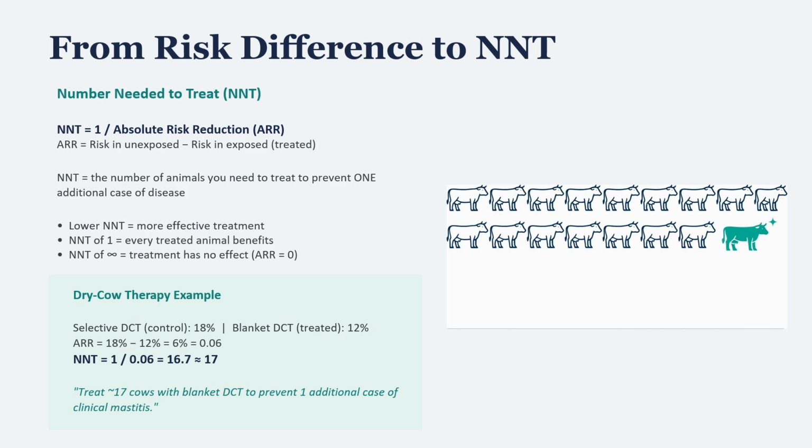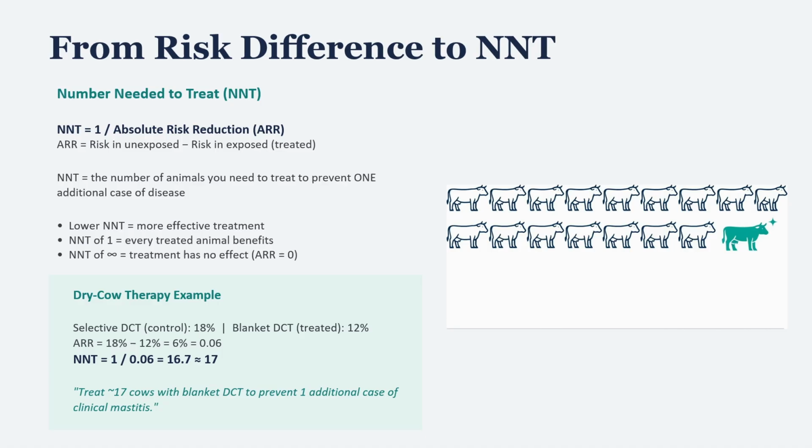We round to 17. The plain language interpretation: you need to treat approximately 17 cows with blanket dry cow therapy compared to selective dry cow therapy to prevent one additional case of clinical mastitis in the first 30 days in milk. Now think about how much more useful that is than "blanket DCT reduces mastitis risk by a relative 33%."